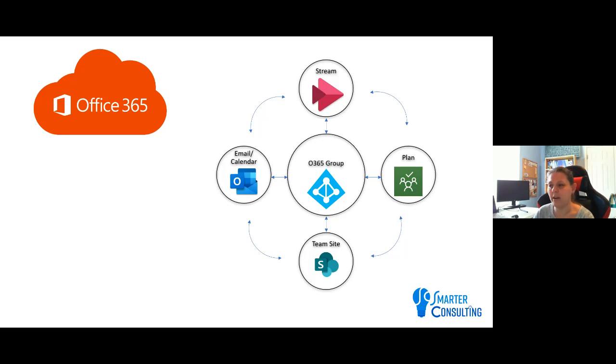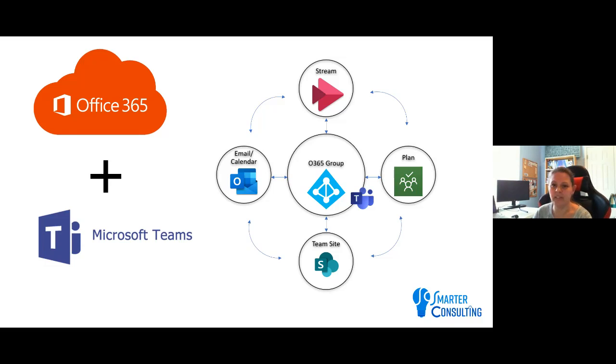So all these different areas use the group permissions to understand who should have access to the SharePoint site, who should have access to the group calendar and the group email, who should have access to the Stream area, and who should have access to the plans tied to this group. Well, what happens when we add Teams on top of that is that Teams is kind of like a browser, and it ties directly to that Office 365 group.